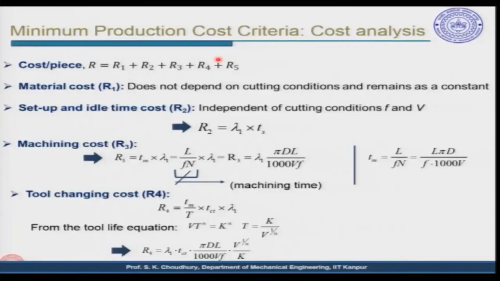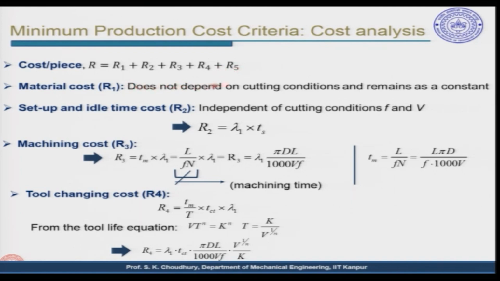Let us say first the minimum production cost criteria, which we started looking into the last class. So, in which we have to find out all the costs involved in the machining of a particular part, and then we have to minimize that cost. That is the basic idea here. So, therefore, for any material, any part, cost per piece will consist of 5 costs. We said that material cost, then the setup and idle time cost per piece, machining cost per piece, then the tool changing cost per piece and the tool cost per piece.